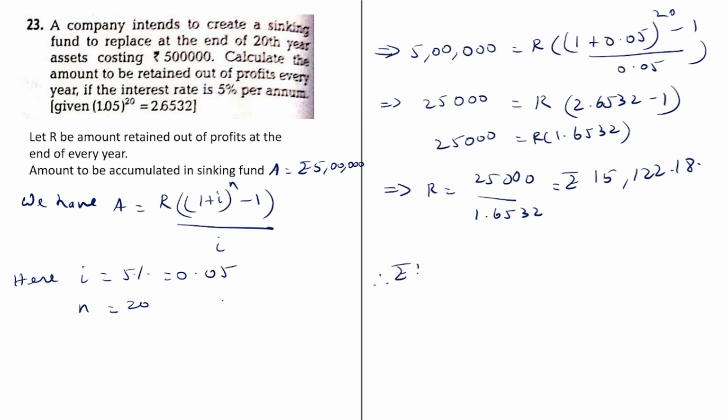Therefore, rupees 15,122.18 has to be retained out of profits to accumulate rupees 5 lakhs at the end of 20 years. So this is the amount that has to be retained out of profits.